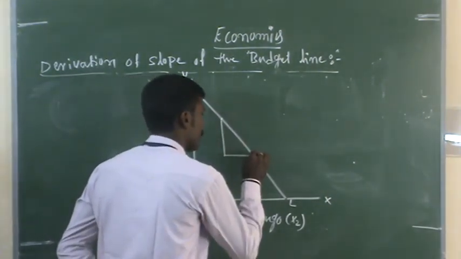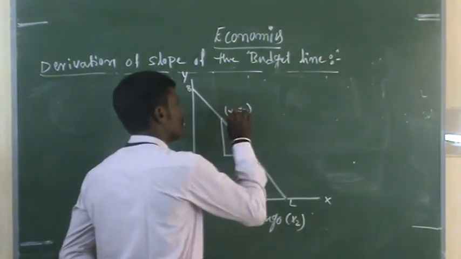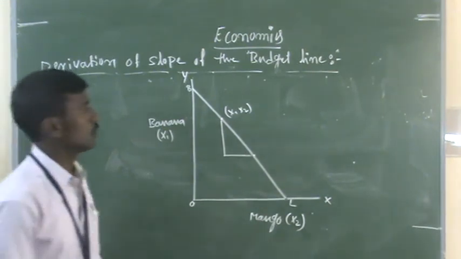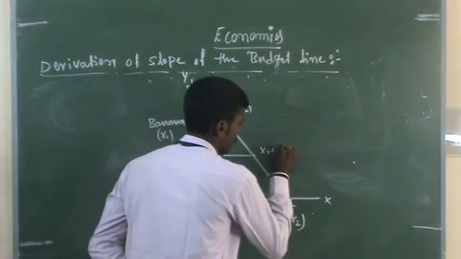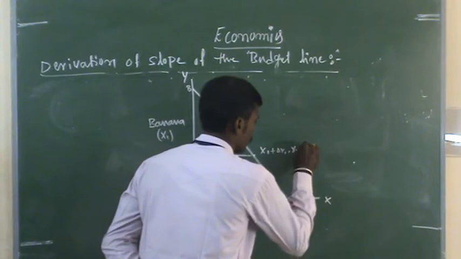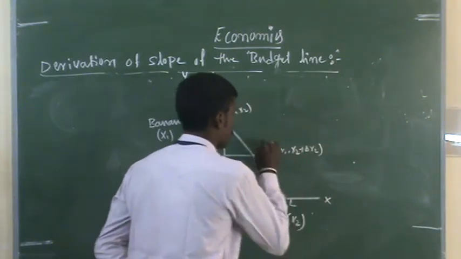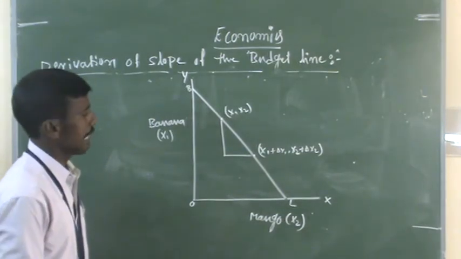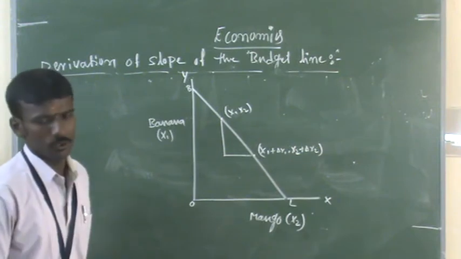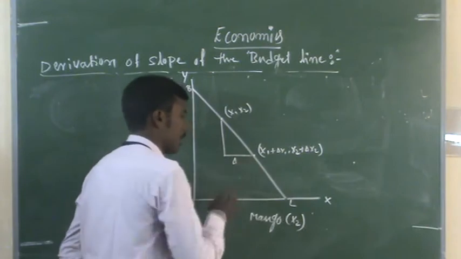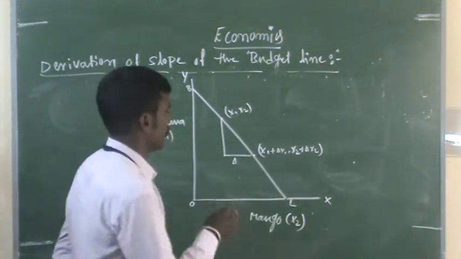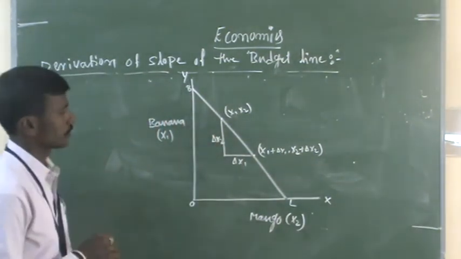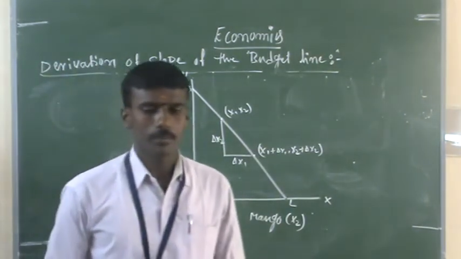Two points are located here: X1, X2. The upper point we are going to represent as X1 and X2, and the lower point as X1 plus delta X1 comma X2 plus delta X2. We are going to name those two points also. One is X1, X2, and another one is X1 plus delta X1 and X2 plus delta X2. And this is the delta X1 and here delta X2. Okay, so this is about the diagram.